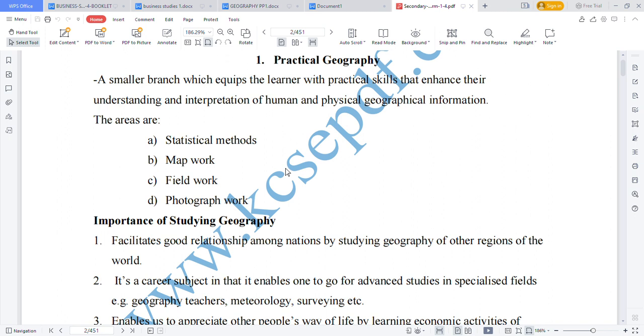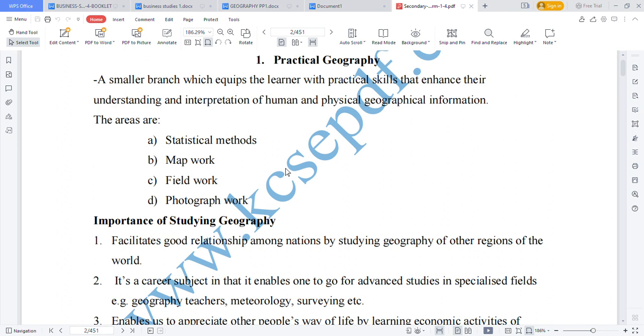We have statistical methods, we have map work, we have field work, we have photograph work. So map work is a very important concept you're supposed to know as a student. All the 4 are very important. Map work is always in paper 1.